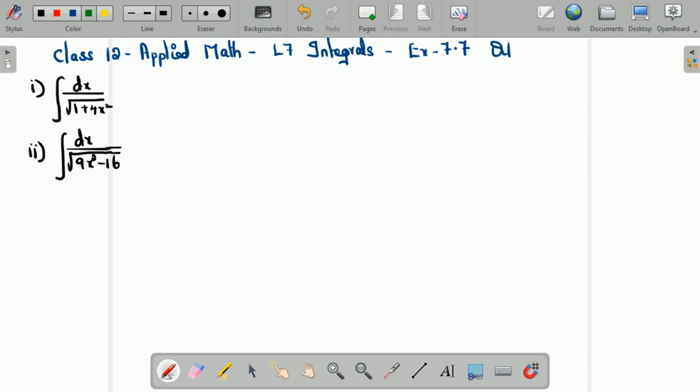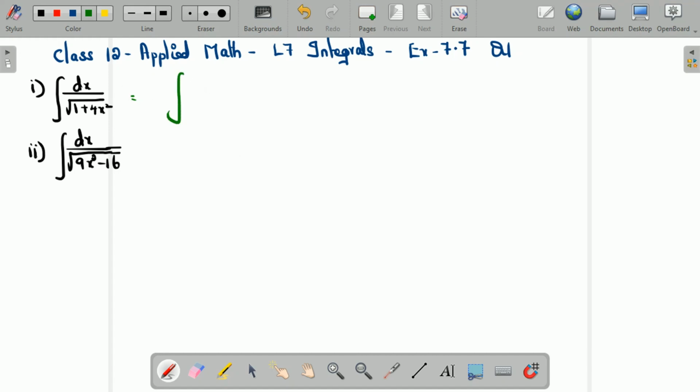In this video, let's find the solution for the first question in exercise 7.7. Let's look at the first subdivision, integral of dx divided by root of 1 plus 4x squared. So for this, we are going to take the coefficient 4 outside this x squared.